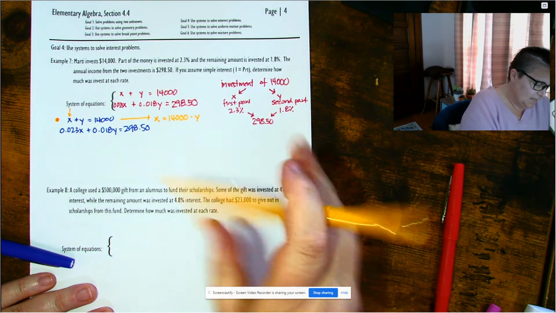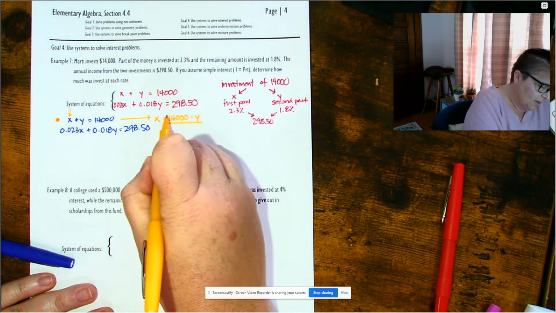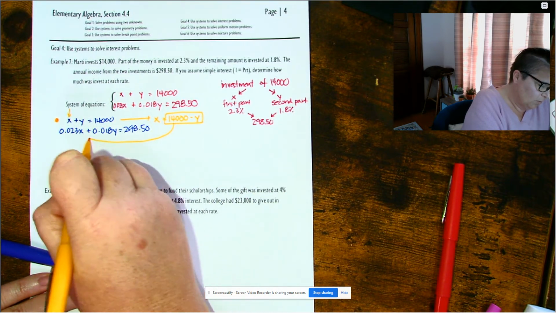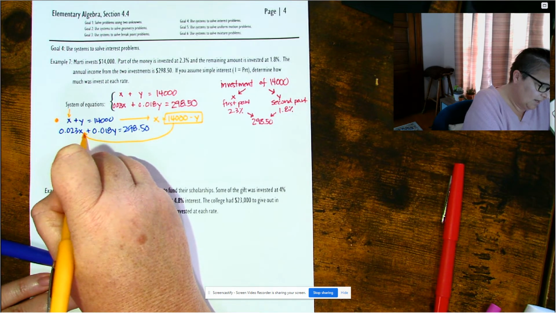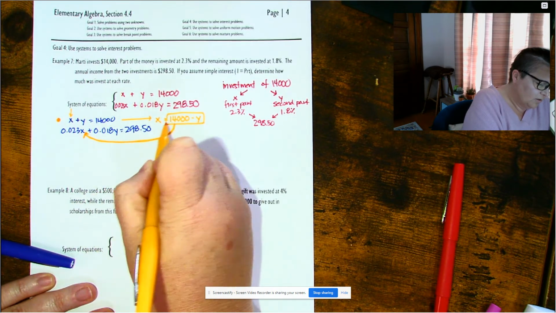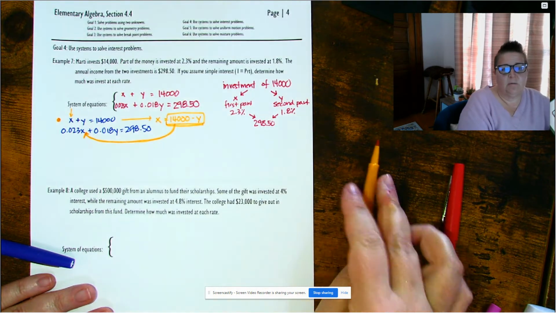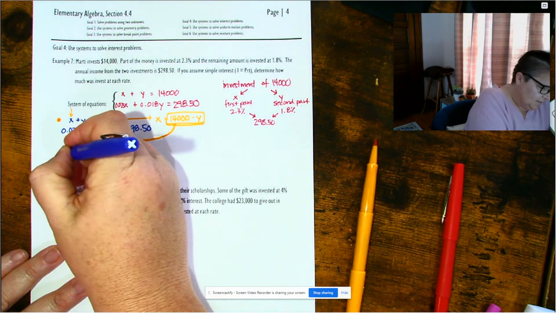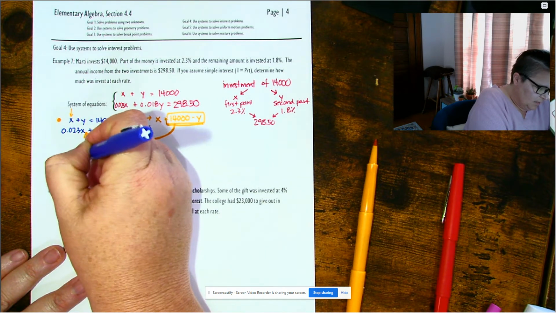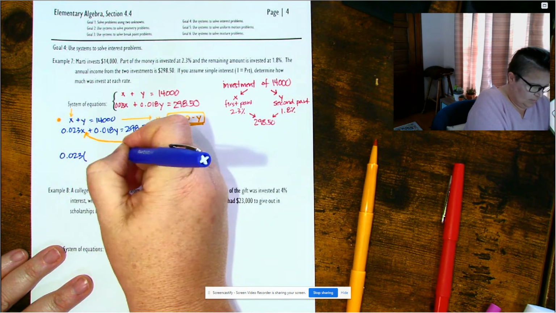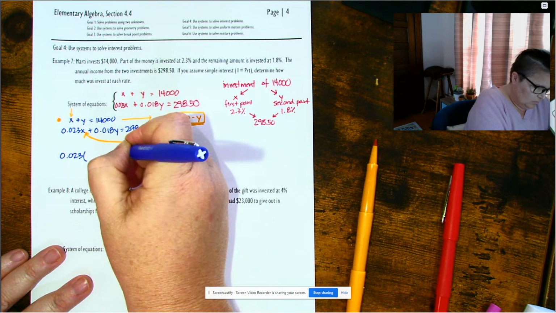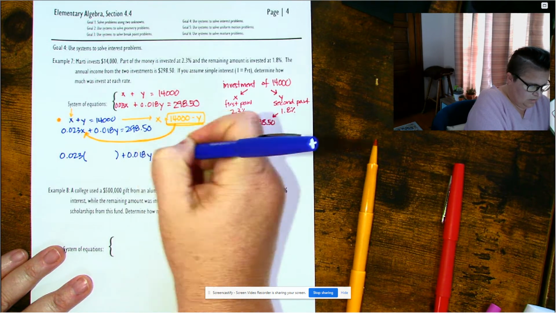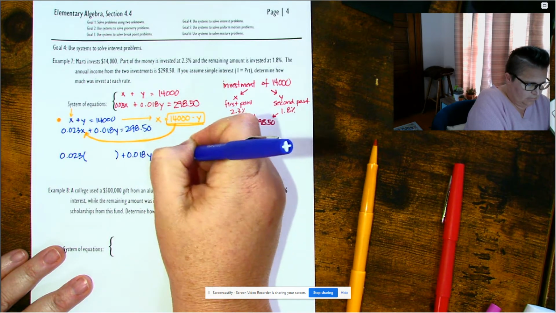Now I'm going to take this that's in yellow. I'll put it in a yellow box again. And I'm going to put that into the other equation for the x, just like we have been doing. There is a small step added to the beginning where we had to solve for what x would be. But that's going to give me 0.023x plus 0.018y is 298.50.